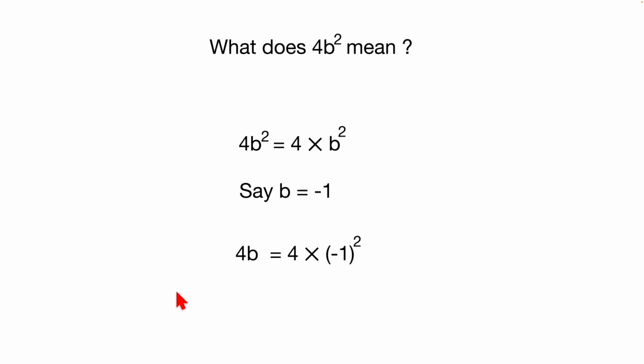So, what does 4b squared mean? Well, we know what b squared is. That's b times b. And we know what 4 something is. So that 4b squared is 4 times b squared. But say b is equal to minus 1. I think you should keep it as minus 1 squared.